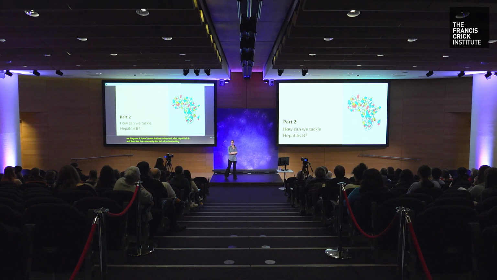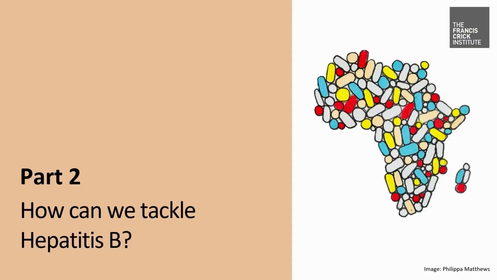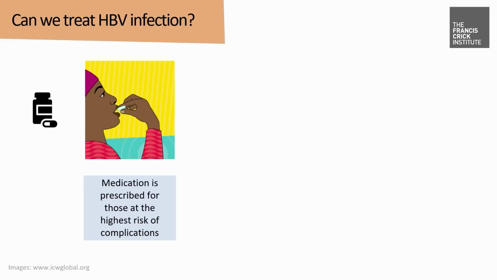So that's a pretty compelling story, isn't it? That leads me on into part 2, which is what we're going to do about this. We do have good medications for hepatitis B, and traditionally those have just been prescribed for the people that we think are at the highest risk. So not everyone would be eligible for treatment.